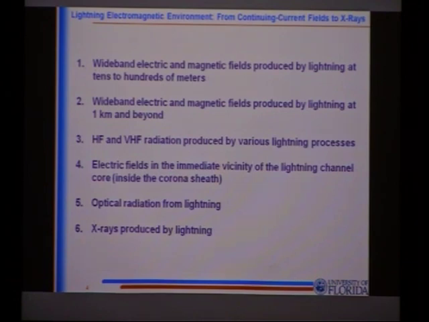This is an outline of my presentation. I start with wideband electric and magnetic fields produced by lightning at very close distances, tens to hundreds of meters. Then we'll talk about wideband electric and magnetic fields produced by lightning at 1 kilometer and beyond, larger distances. Then high frequency and very high frequency radiation produced by various lightning processes. Electric fields in the immediate vicinity of the lightning channel. This means within tens of centimeters to maybe a few meters from the lightning channel. And finally, optical radiation and X-rays produced by lightning will be discussed.